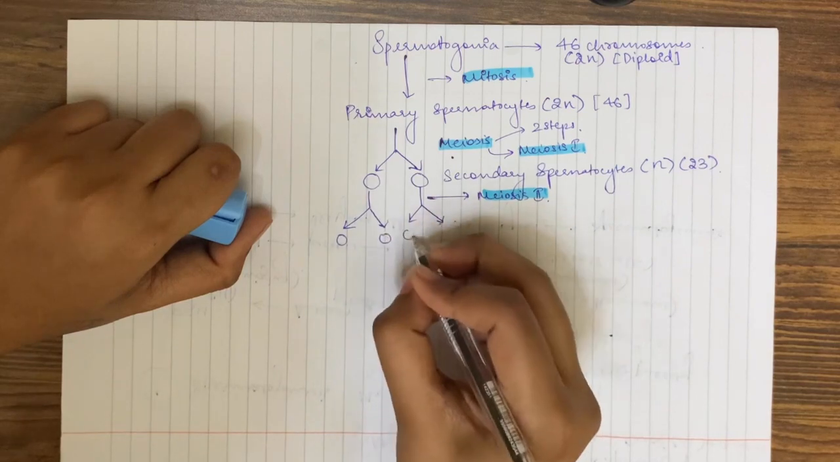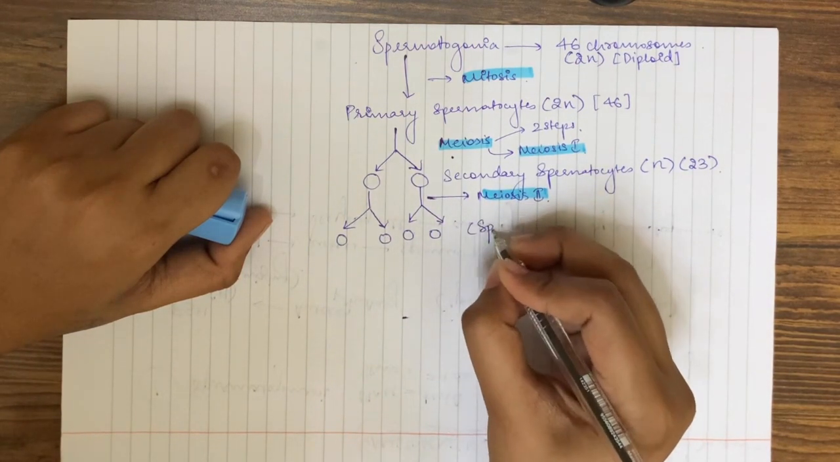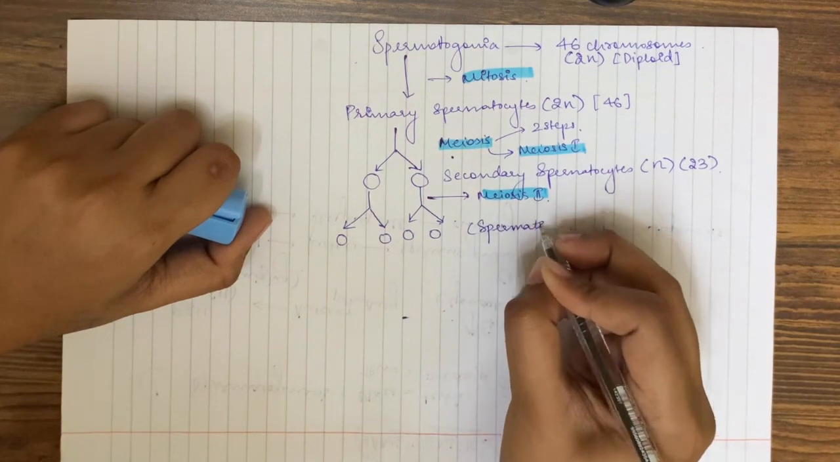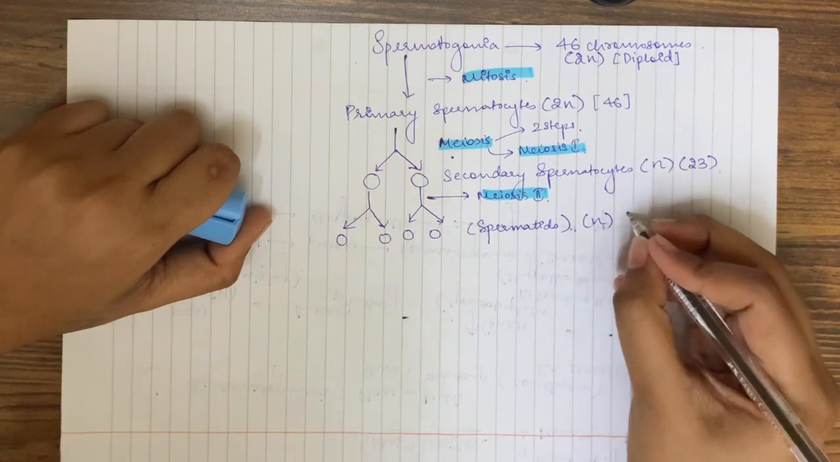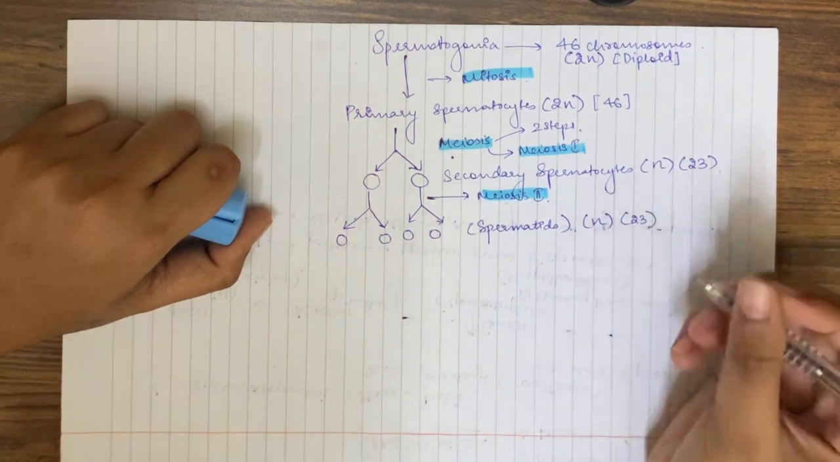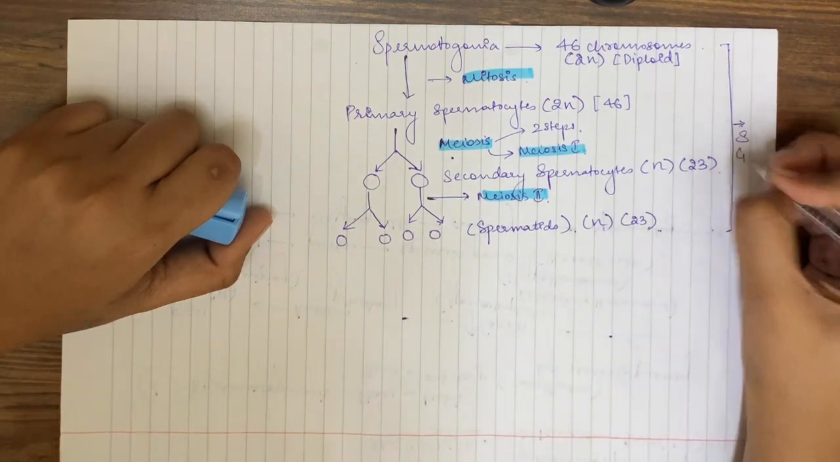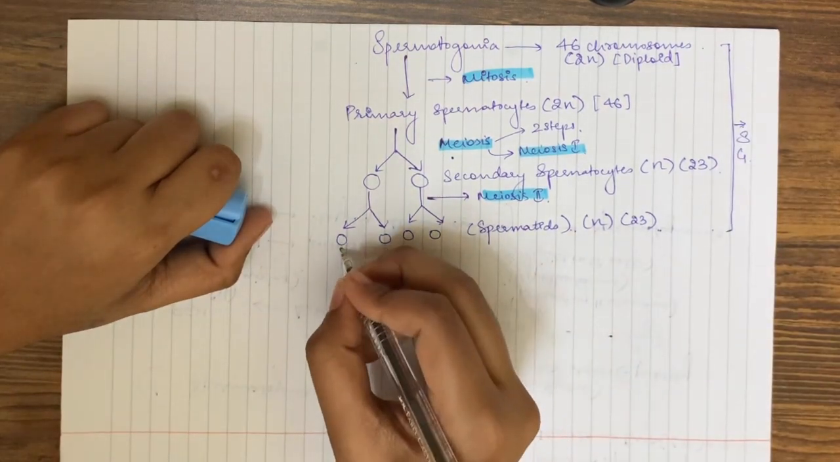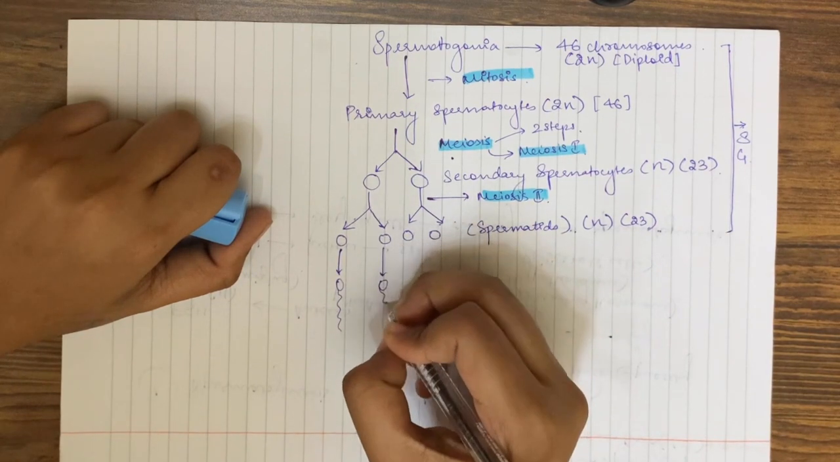And now this entire process in which spermatogonia produce primary spermatocytes, which further produce the four products of meiosis, that is 4 spermatids, is known as spermatogenesis. Now, spermiogenesis is the production of mature sperms or spermatozoa from spermatids.